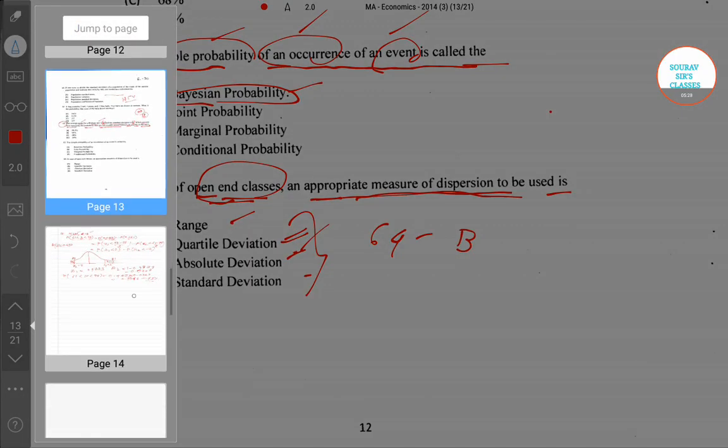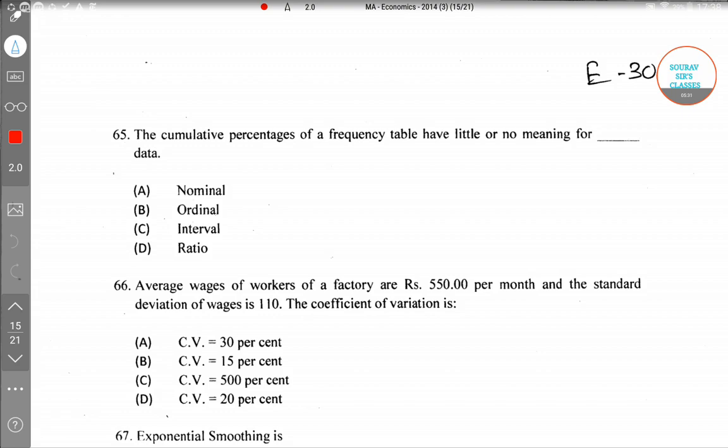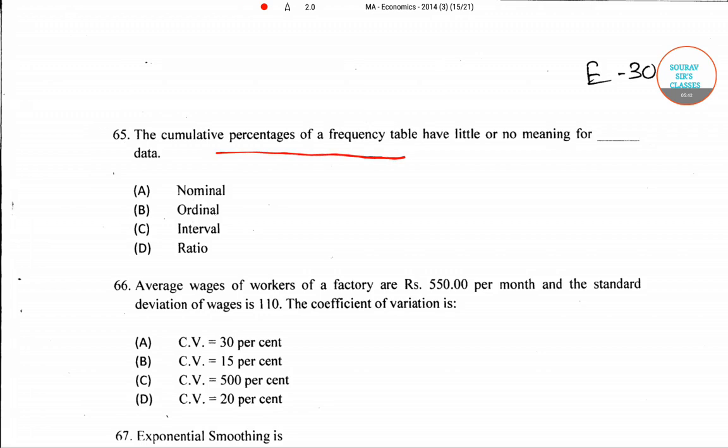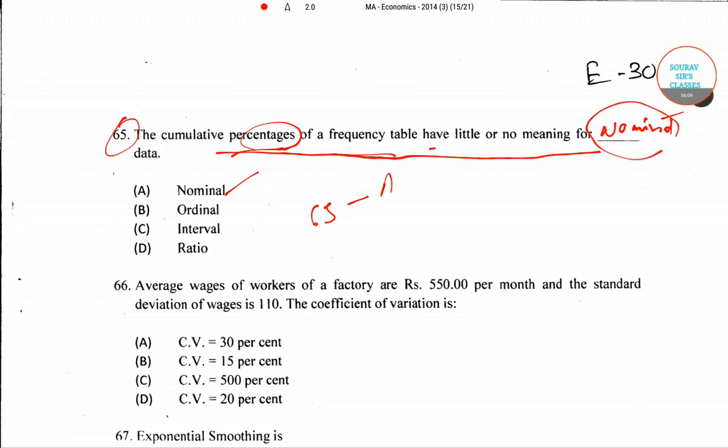Now we'll go to the next question, which is question number 65. In question number 65, it is given that the cumulative percentage of a frequency table has little or no meaning for some type of data. So the answer would be nominal data. So the right answer is option A for question number 65. We know that cumulative percentage of a frequency table has little or no meaning for nominal data.